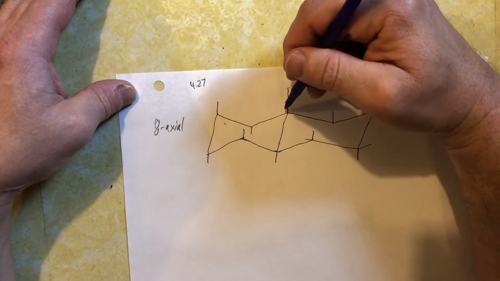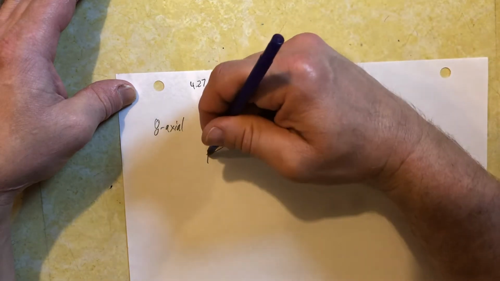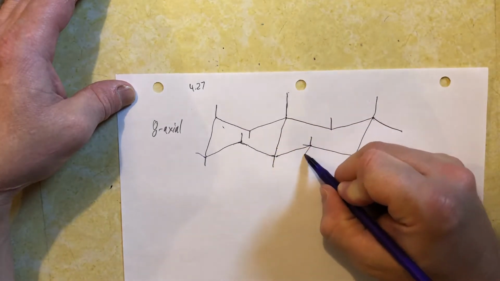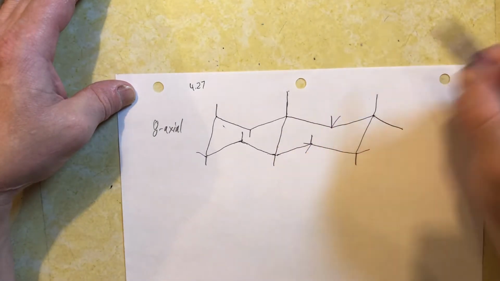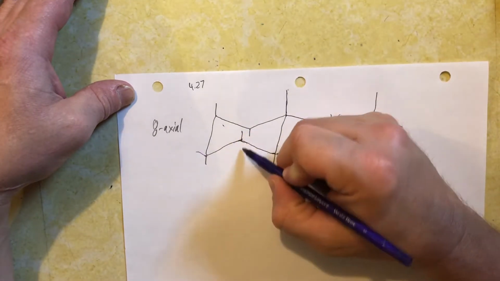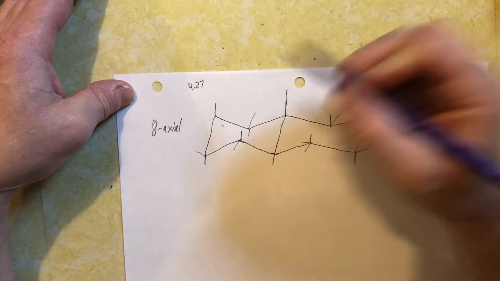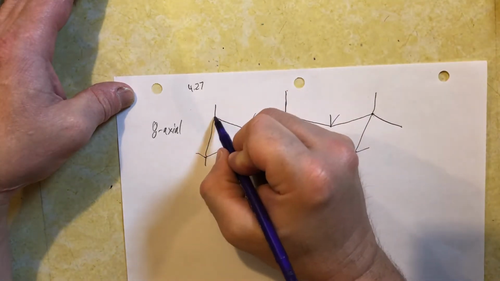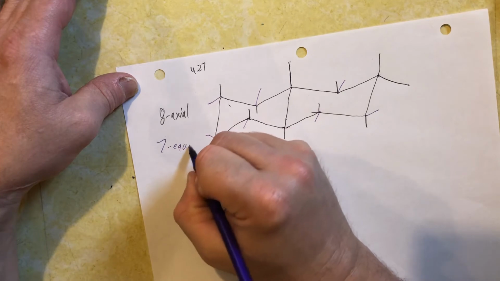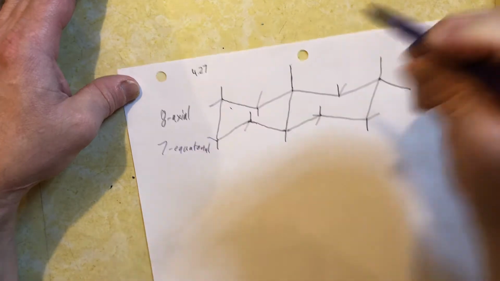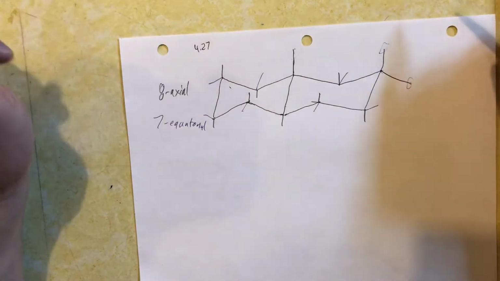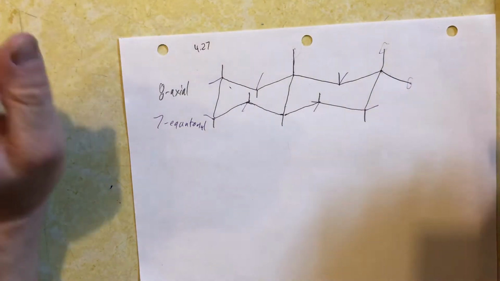It would be this one, but then this one. 2, 3, 4. Can't have one there. 5, 6, and 7. So I'm coming up with 7 equatorial. And none on this here or here or here because these are CH3s. Okay, so that's what I get.